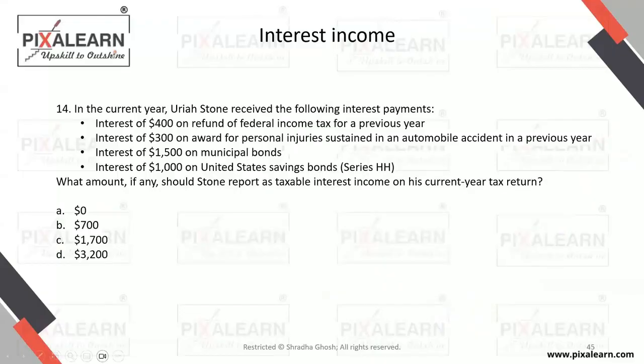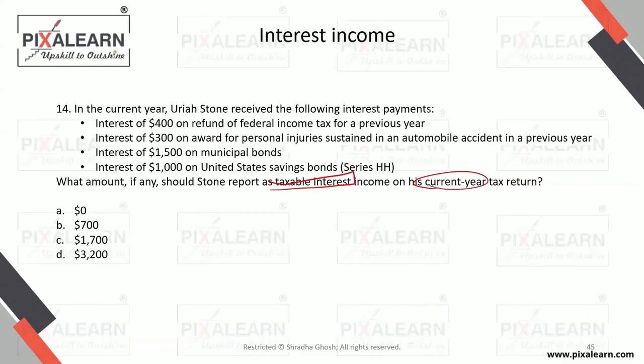Okay. I think this question, you can give me the answer on your own. Will you try giving the answer to this question, everybody? What amount, if any, should Stone report as taxable interest income on his current year tax return? So what amount is taxable? Not tax-free, guys. Read the question really well.